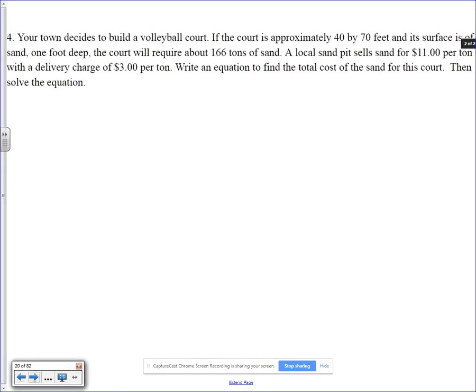Your town decides to build a volleyball court. If the court is approximately 40 by 70 feet and its surface is of sand 1 foot deep, the court will require about 166 tons of sand. A local sand pit sells sand for $11 per ton with a delivery charge of $3 per ton. Write an equation to find the total cost of the sand for this court. Then solve the equation. Did they tell me a variable to use?